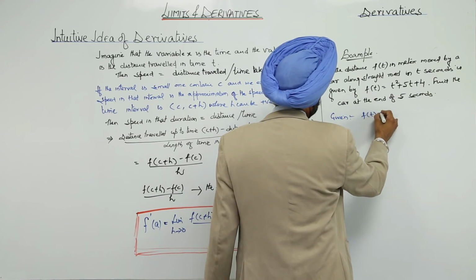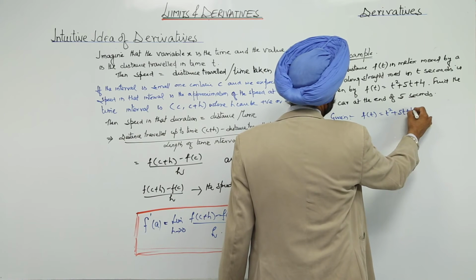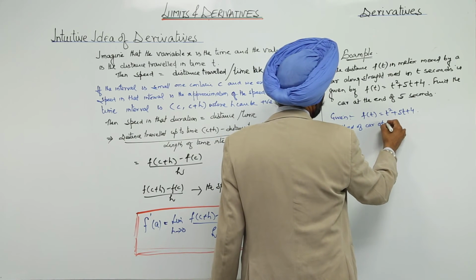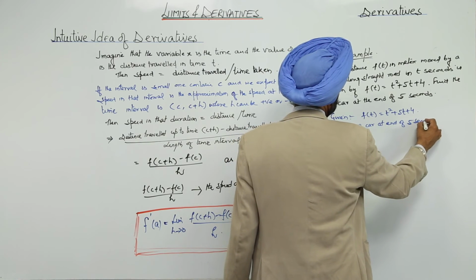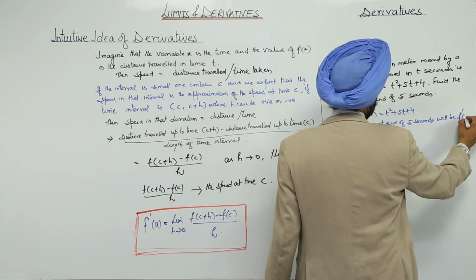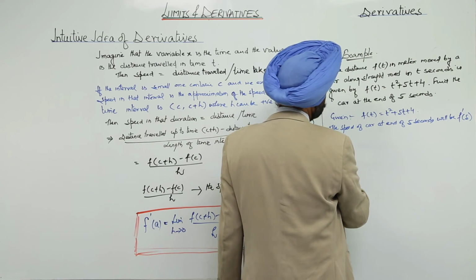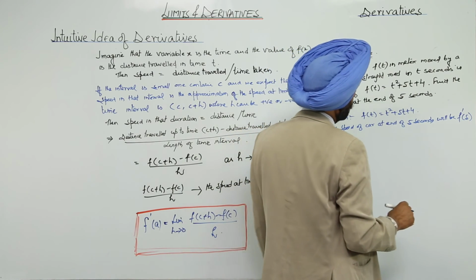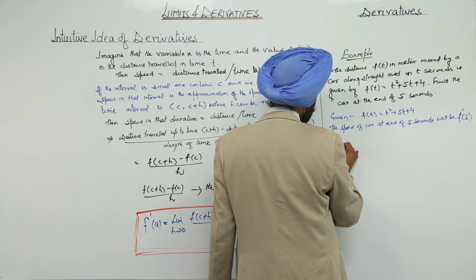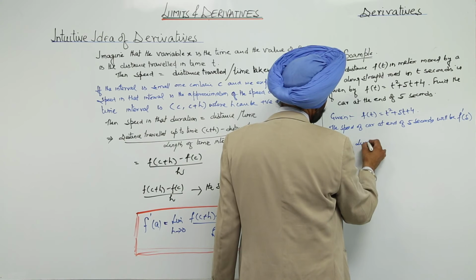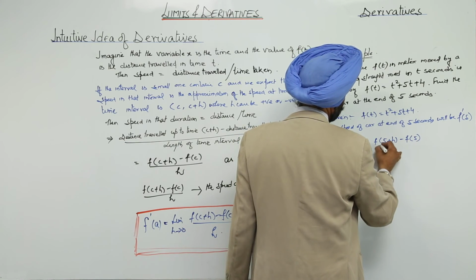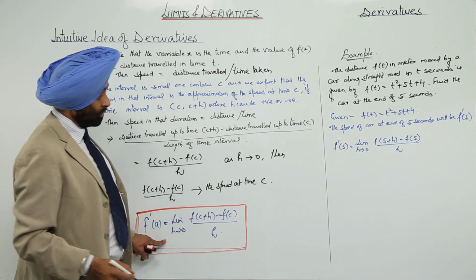Now given f(t) is equal to t square plus 5t plus 4. Now the speed of the car at the end of 5 seconds will be f'(5). Now f'(5) means the speed of the car at the end of 5 seconds. Now f'(5) is equal to limit h approaches 0 of f(5+h) minus f(5) upon h. Now according to this formula we will be proceeding like this.